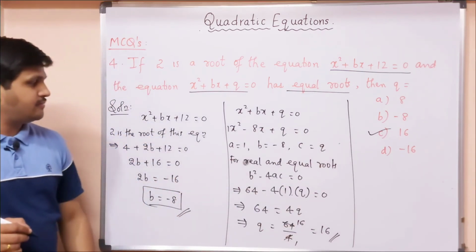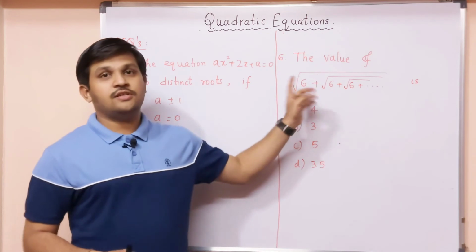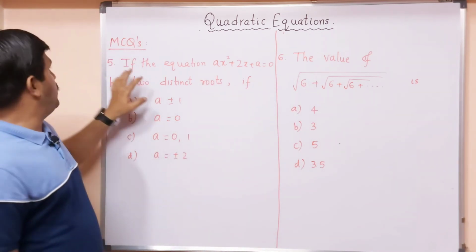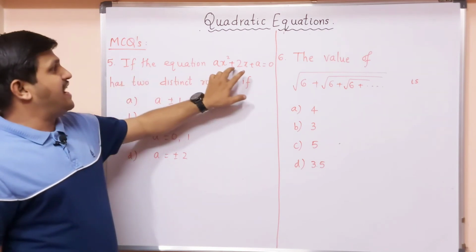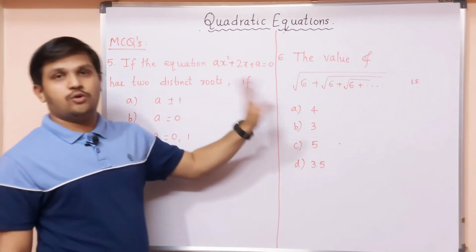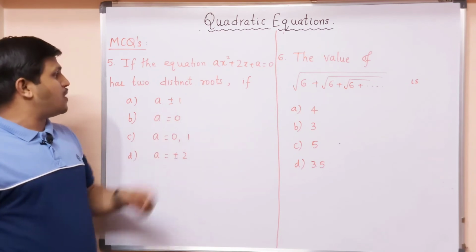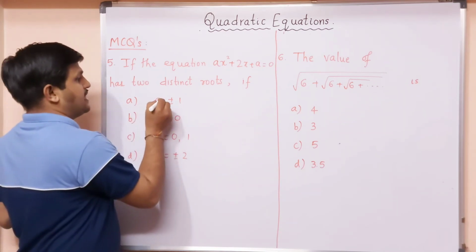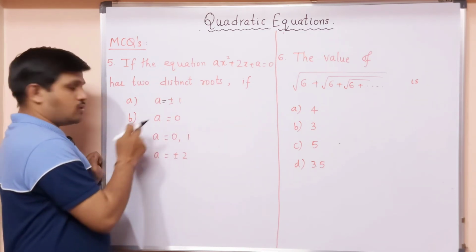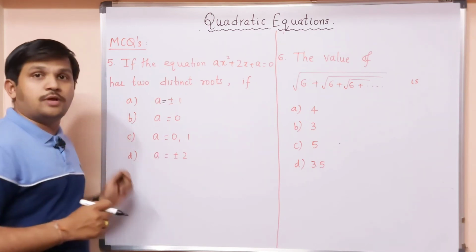So note down. So well students, now look at question number 5 and question number 6. These questions are for you students, you need to solve this and you need to comment on that. If the equation ax square plus 2x plus a is equal to 0 has two distinct roots, option A says a is equal to plus or minus 1, option B a is equal to 0, option C a is equal to 0, 1 and option D is a is equal to plus or minus 2.